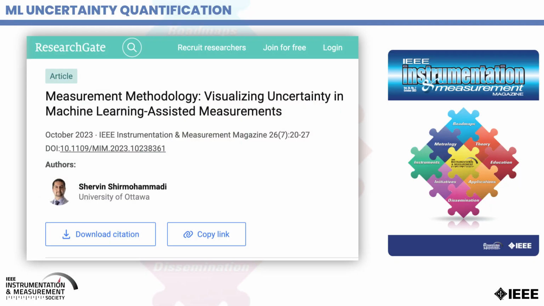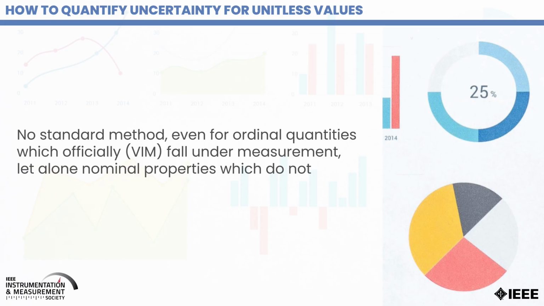Okay, so for machine learning regression, there is no problem. We can use existing standards. What about machine learning classification, which operates in the nominal and ordinal scale? Well, there is no standard for ordinal and nominal scale for the uncertainty quantification. In fact, even for ordinal quantities, which officially fall under measurement, we don't have a standard, let alone nominal properties, which officially are not considered measurement according to VIM, although some standards refer to them as examinations.